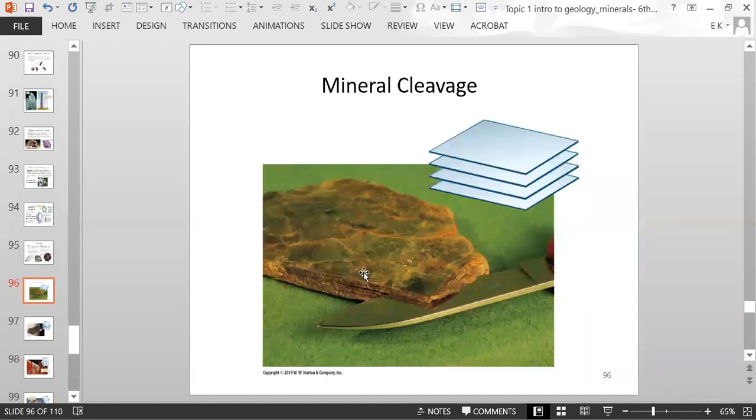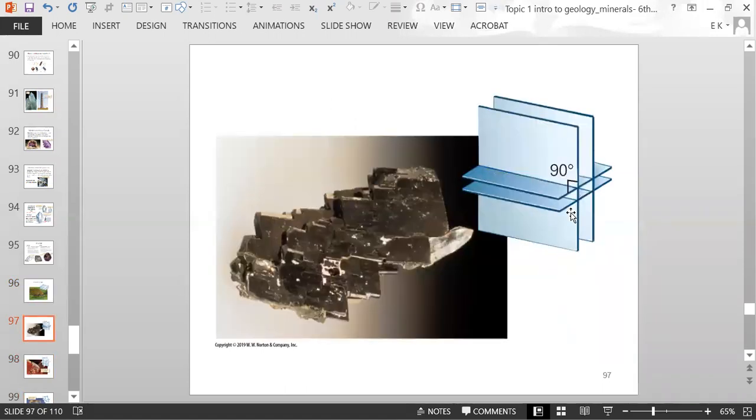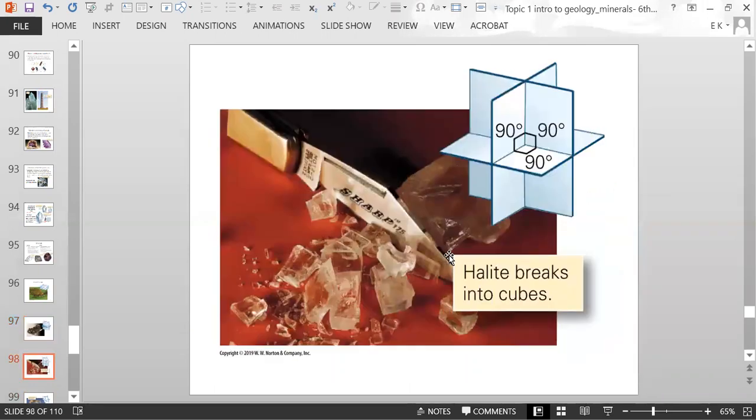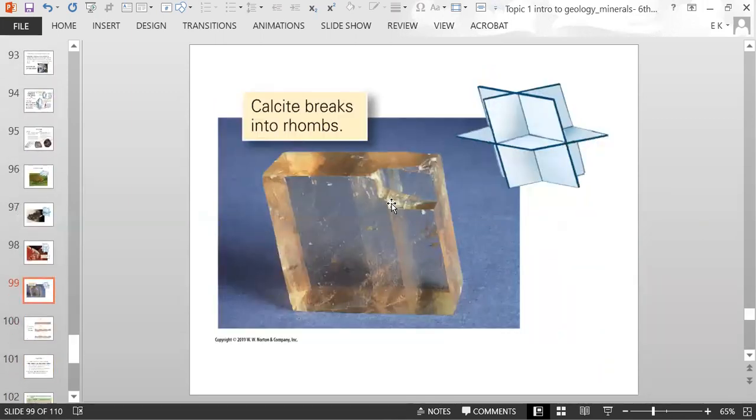And here's mica being peeled into sheets. Here is a mineral that breaks into 90-degree angles of cleavage. Here's more 90-degree angles. This is salt or halite. Calcite breaks into a rhombic shape, or what we call not 90 degrees, or rhombuses. If you break this piece, it'll break into smaller pieces of the exact same shape.